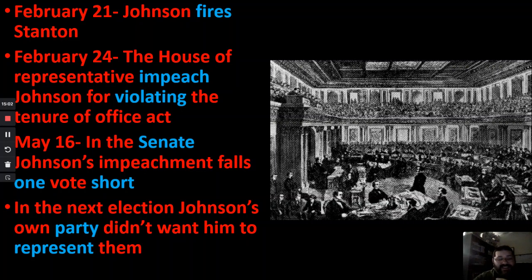And basically, 3 days later, the House of Representatives filed charges of impeachment. Because remember, he violated the Tenure of Office Act. So he basically broke the law. And that's what impeachment trials are. When the president breaks the law, the House of Representatives files charges of impeachment. Now, just because the charges are filed doesn't mean that the president is kicked out.